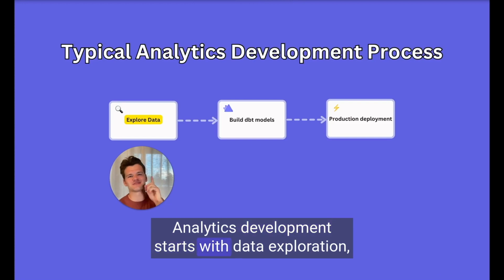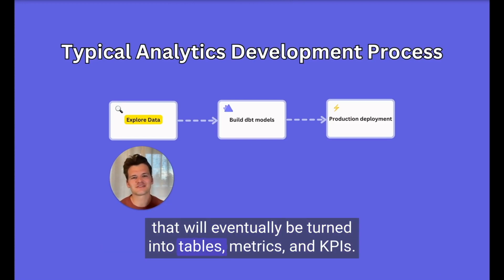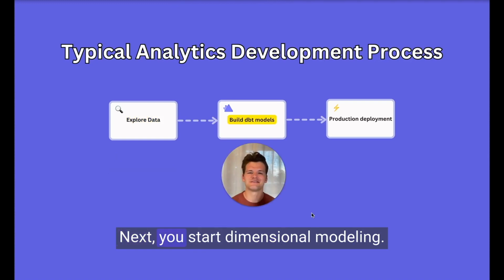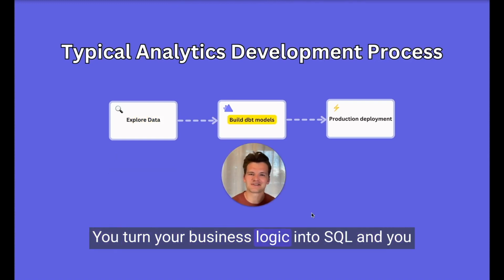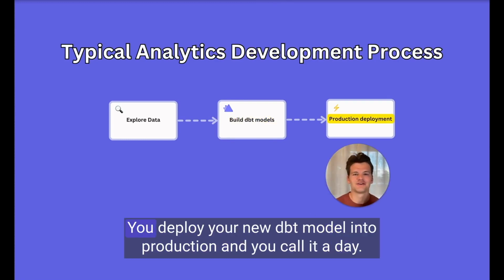To best understand CI/CD, let's look at a typical analytics development process. Analytics development starts with data exploration, where you're trying to understand the data that will eventually be turned into tables, metrics, and KPIs. Next, you start dimensional modeling. You turn your business logic into SQL, and you build or update your dbt models. And after that, you're done. You deploy your new dbt model into production, and you call it a day.